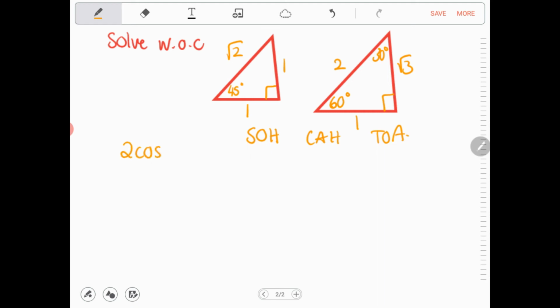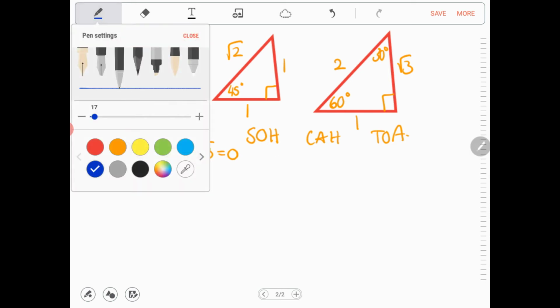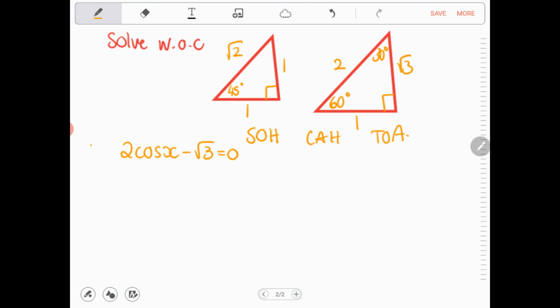Here's an equation. Solve this without a calculator. All right, so what angle do I need to put in here to make this equation true? Well, we all know from the other day when we solve an equation, we need to isolate the trig function. So that's the first thing we do.